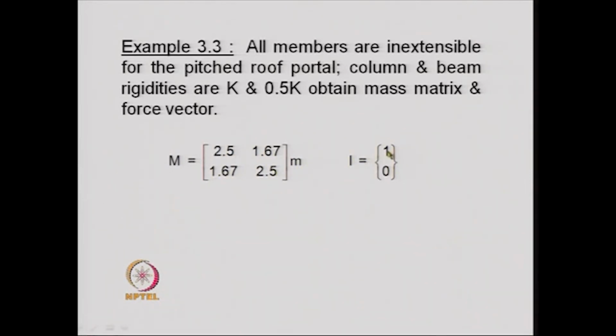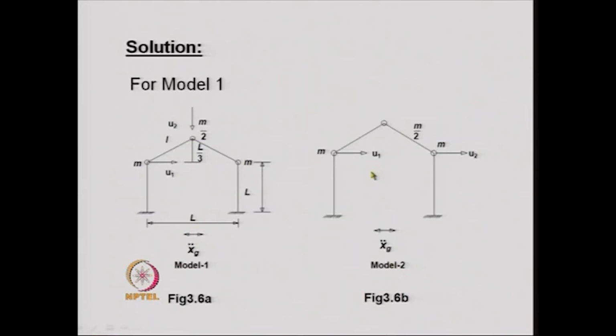I will be equal to 1 and 0, and the problem is this one. This is a pitch roof portal frame. In this pitch roof portal frame, we have a mass here and mass here. These two masses are m and m, and this mass over here is m by 2, and one can choose the degrees of freedom in two different ways. For example, this is one way of choosing, that is in model 1 we choose this as one independent degree of freedom and this is another degree of freedom.